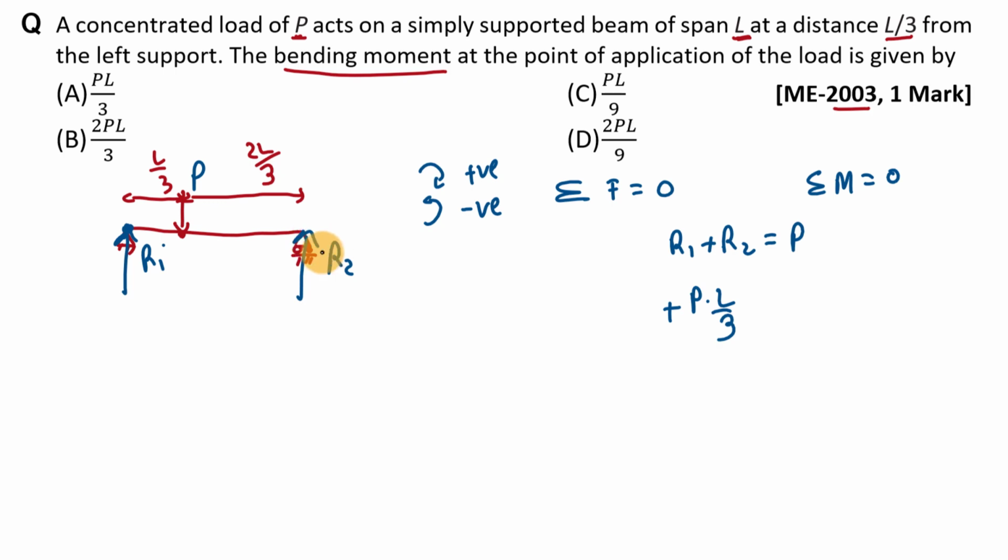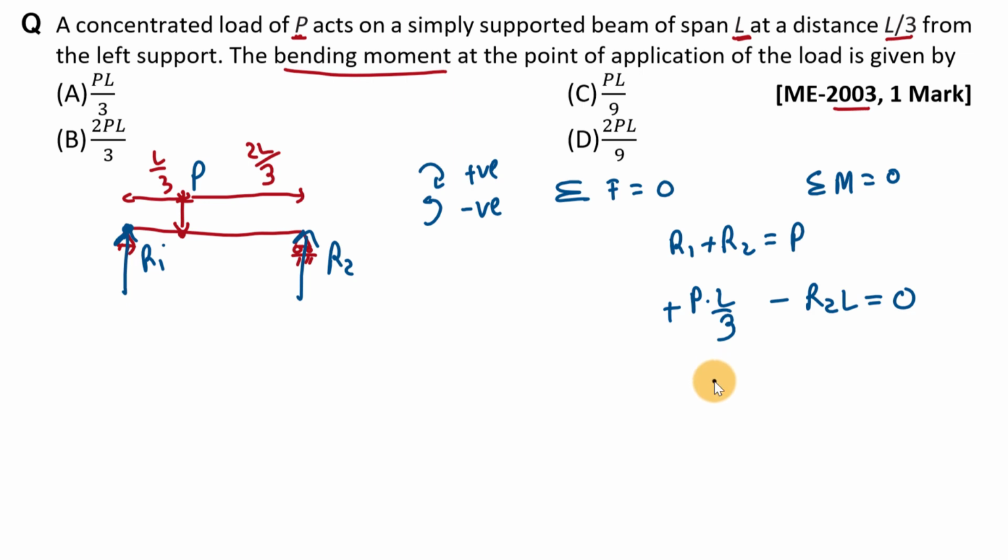Now we will take moment by this reaction R2. That will be R2 into perpendicular distance L, so it is R2 into L. And here moment by this reaction will try to rotate this beam in anti-clockwise direction with respect to this point, so it will be negative. And moment by this reaction R1 will be 0, because there is 0 distance between this load and this point, right? So summation of this moment is 0.